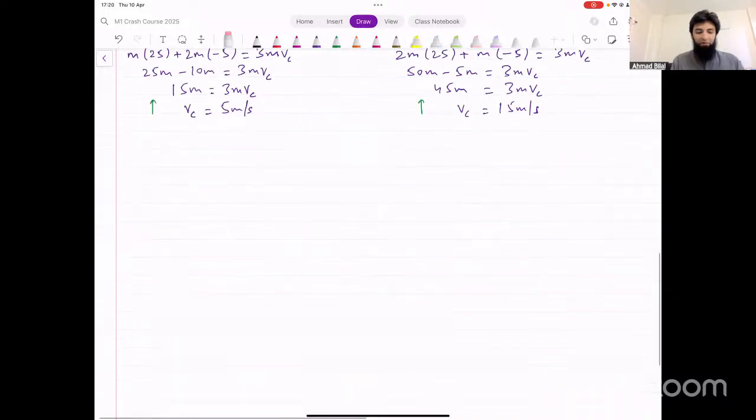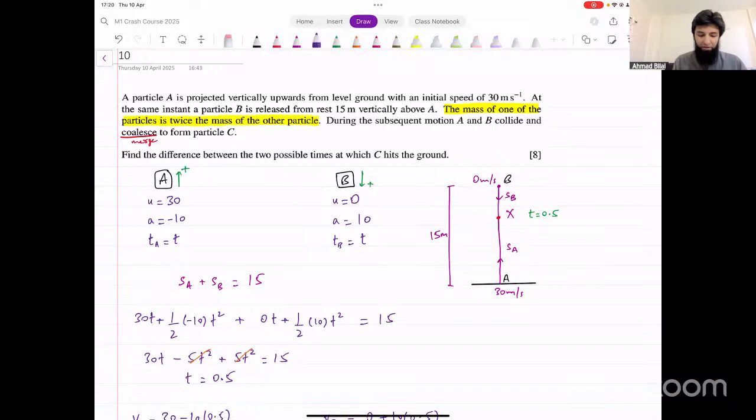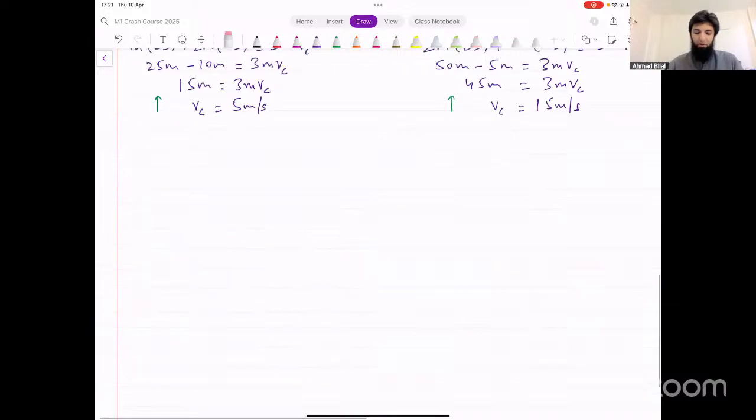Now, in both of these cases, they are saying, find the difference between the two possible times at which C hits the ground, at which this combined particle hits the ground. So find the time taken for this combined particle to hit the ground for each of those cases and find their difference. Okay? All right.